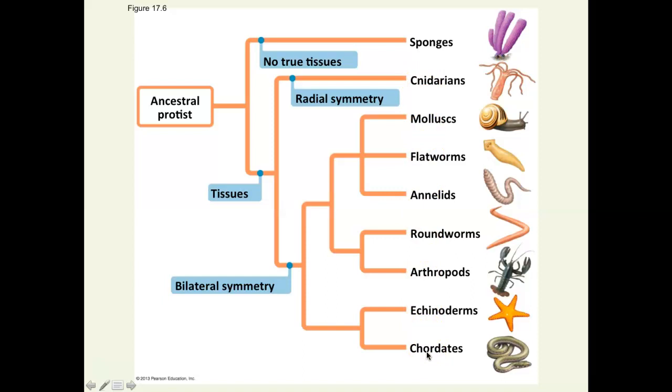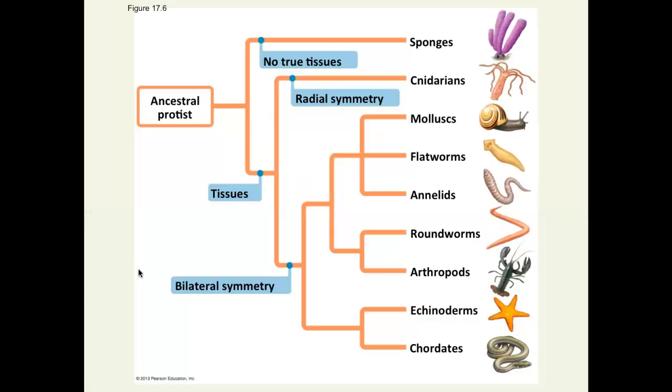So when you have tissues, you have to have an organized body plan. So we're going to have symmetry now. We can see that there's only one group with radial symmetry, and that's going to be our cnidarians. This is going to be like our jellyfish. And then we have bilateral symmetry appearing, and all the rest of the animals have bilateral symmetry. Okay, so that's how you would read this. And we're going to move through the different animals.